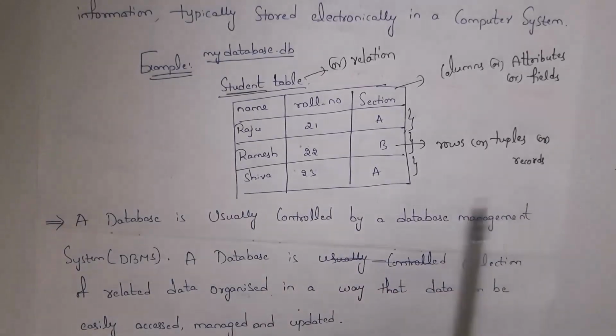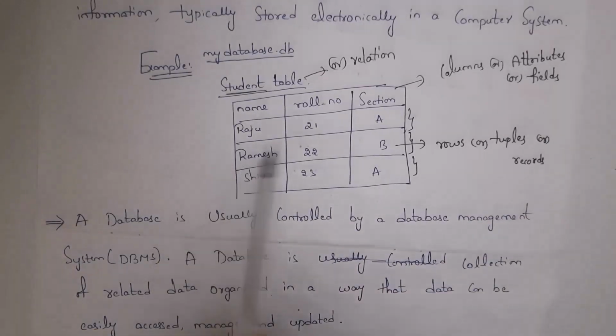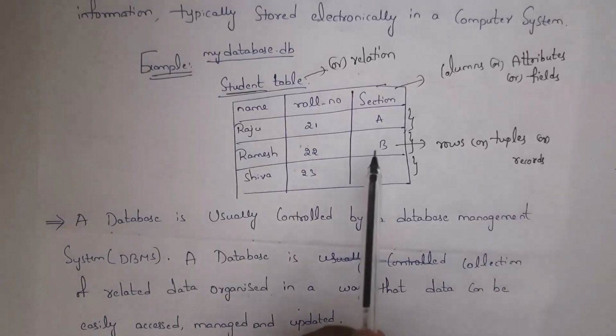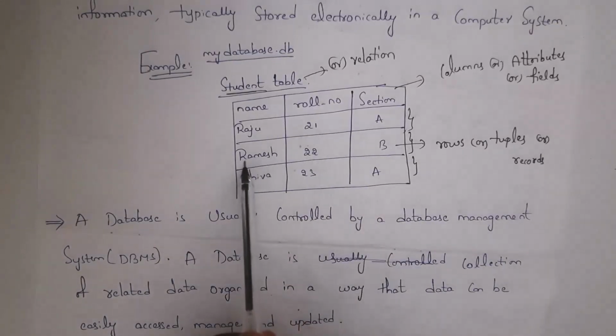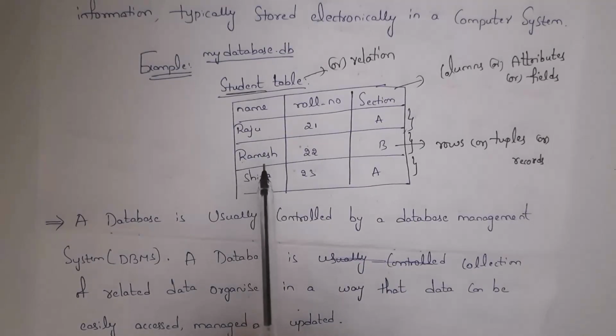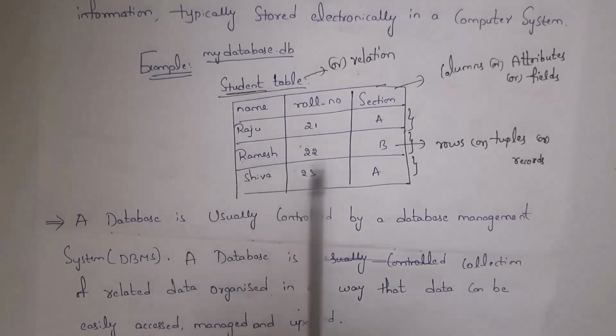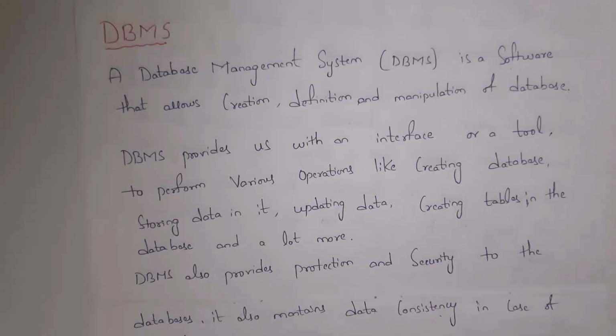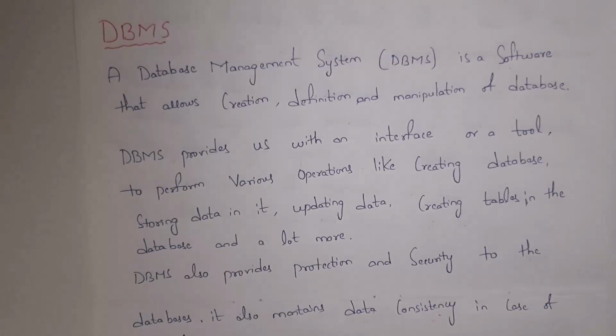All are same. If you consider the second row, Ramesh, roll number 22 and section B, we call it a row, or we can also call it a record, or a tuple. So you just need to remember this. Next I will explain what is DBMS.